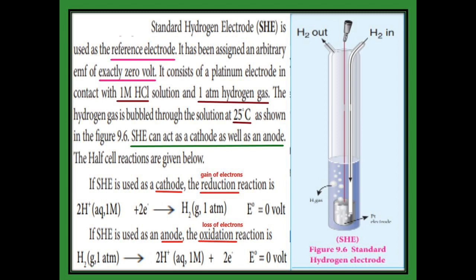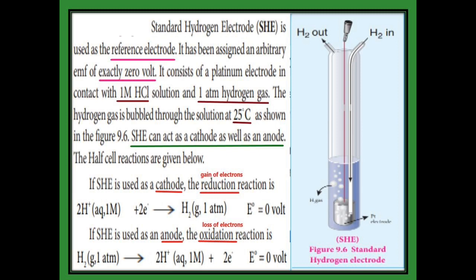SHE is the short form for the standard hydrogen electrode. This hydrogen electrode is used as a reference electrode. The EMF of that reference electrode is 0 volt. What is inside this reference electrode? It has a platinum electrode in contact with 1 molar HCl solution and also 1 atmosphere hydrogen gas. That hydrogen gas is bubbled through this solution at a particular temperature, 25 degrees Celsius. This SHE, the standard hydrogen electrode, can act as a cathode and also as an anode.